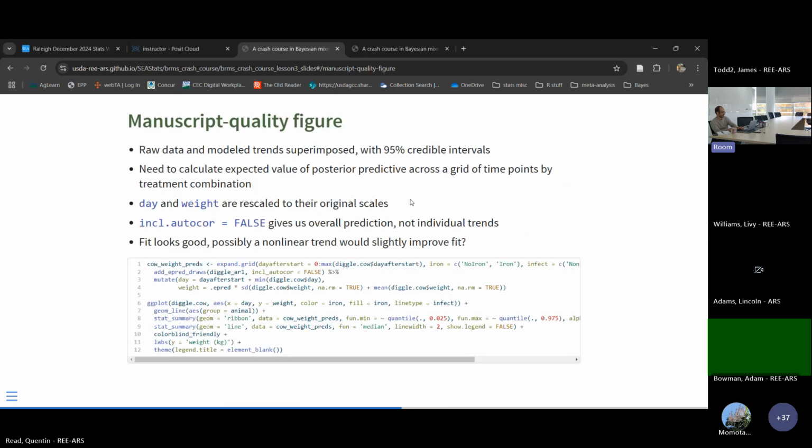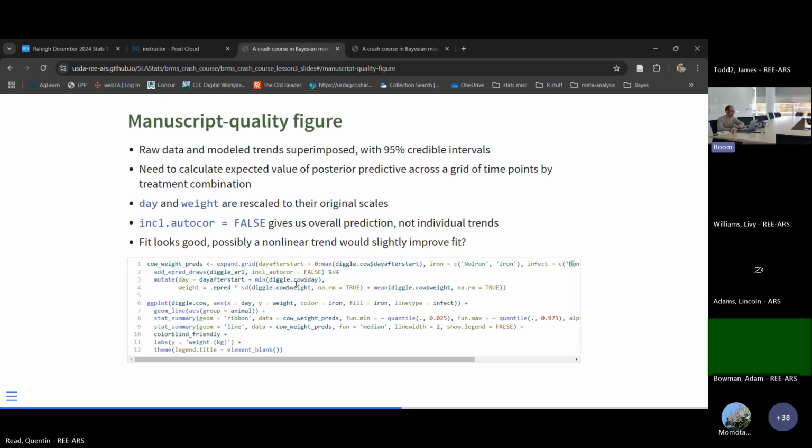And the figure, again, I don't want to get into the code of it right now, but what I like to show, as I said yesterday, is it's cool to show model predictions and raw data on the same figure, although this figure does get a little bit busy, but I tried to do that here. I basically had to estimate the model posterior predictions for a bunch of different time points by treatment combinations, and then plot that with their credible intervals on top of the data.